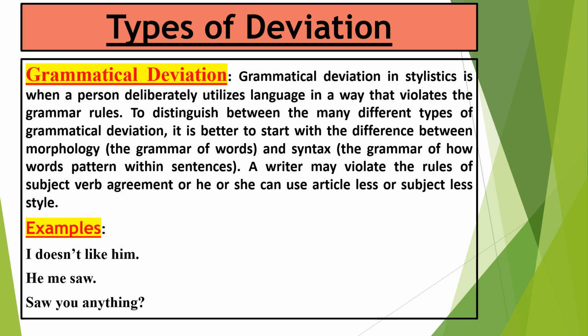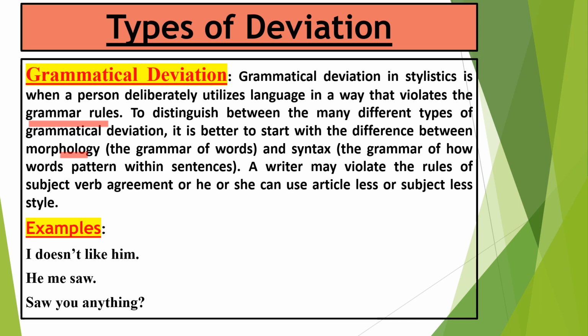जब हम ग्रामर के रूल्स को वायलेट करें, मीन्स सब्जेक्ट वर्ब एग्रीमेंट के पैटर्न को वायलेट करें, अदर देन दैट ऑब्जेक्ट कॉम्प्लीमेंट या जो सब्जेक्ट वर्ब ऑब्जेक्ट का रिलेशन, जब हम इसे वायलेट करें, दैट इज कॉल्ड grammatical deviation. And in grammatical deviation we could have both morphology and syntax as well. A writer may violate the rules of subject verb agreement, or she can use an article-less or subject-less style.